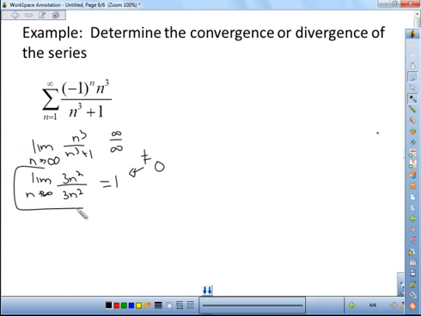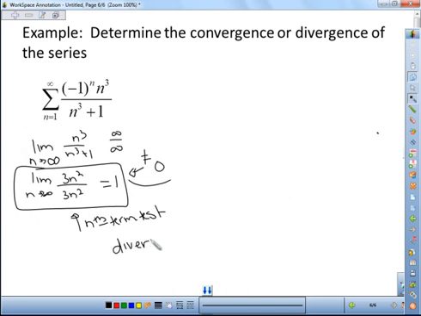But because the limit is equal to 1, I can use the nth term test, right? Which says that if the limit is not equal to 0, the series diverges. So by the nth term test, I know that the series diverges.